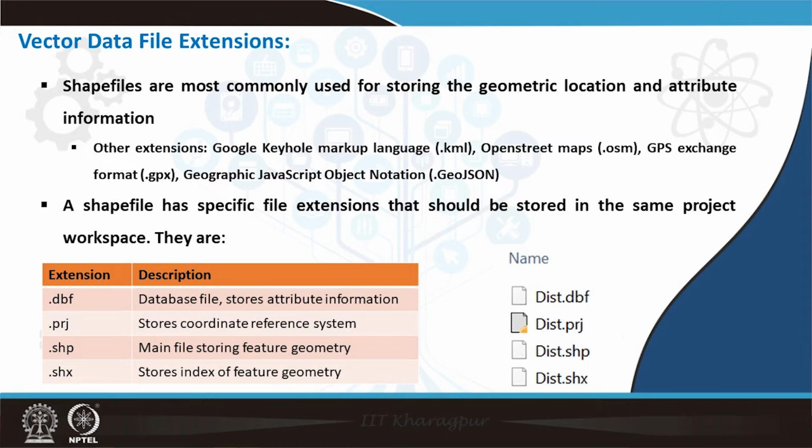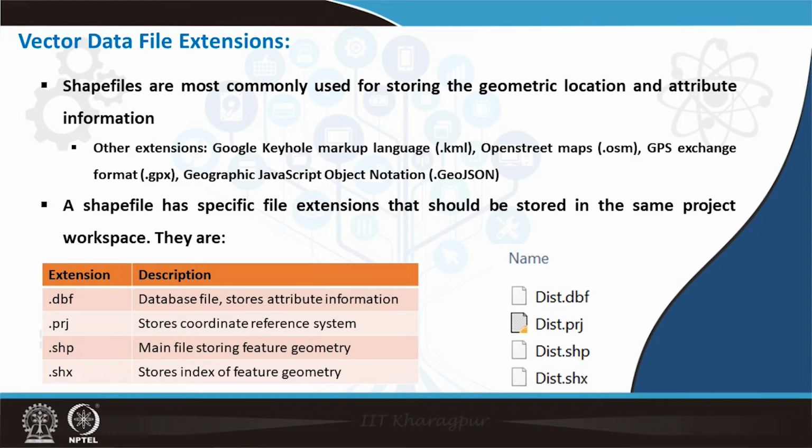Shapefiles are most commonly used for storing geometric location and attribute information. So the extensions of a shapefile include .shp, or the shapefile itself. Along with this, we have other three important extensions. The first one is .dbf, that is the database file. Here all the attribute information is stored. Then the second one is the .prj file, or the projection file.